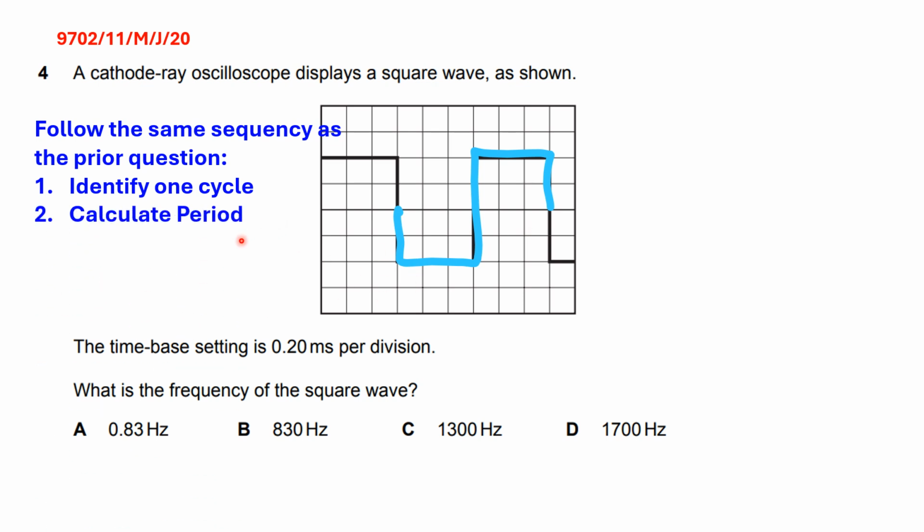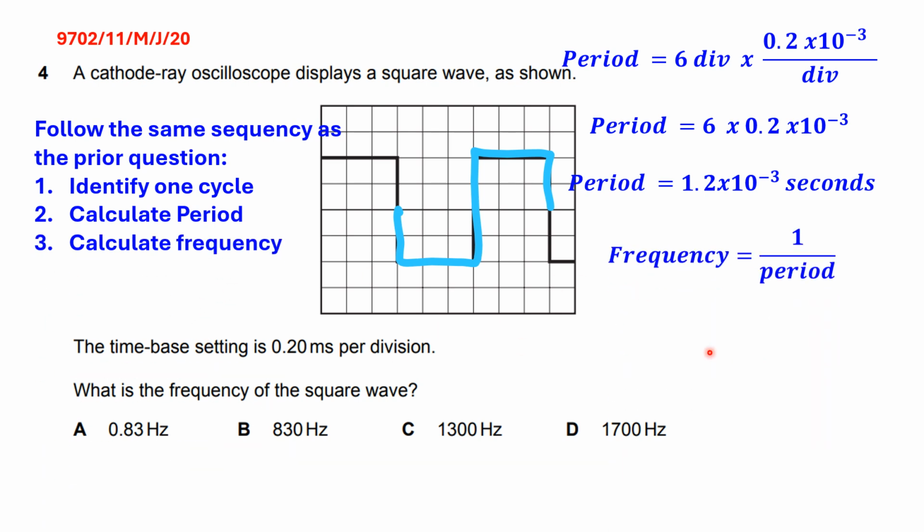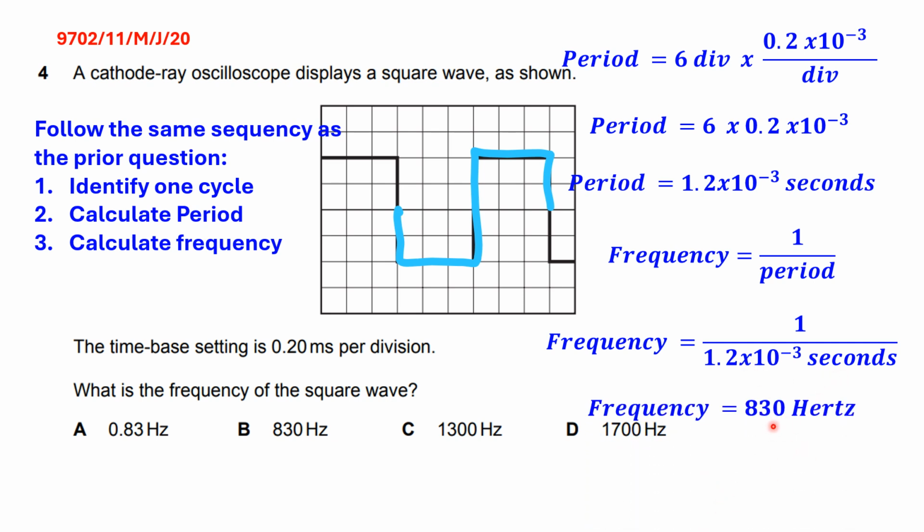Then we are going to calculate the period. To find the period, you need to find how many boxes correspond to this cycle. 1, 2, 3, 4, 5, 6. All right, so it's 6 divisions. 6 divisions times the time-based setting, which is 0.2 times 10 to the minus 3, since milli is a multiplier here, right? And we get a period of 1.2 times 10 to the minus 3 seconds. Listen, if you want to use milli here, it's completely fine. Now to calculate the frequency, we do the inverse of the period, which is 830 hertz, which is option B.